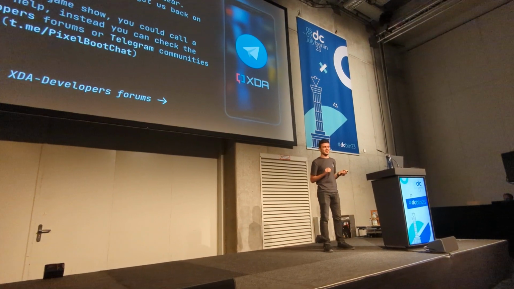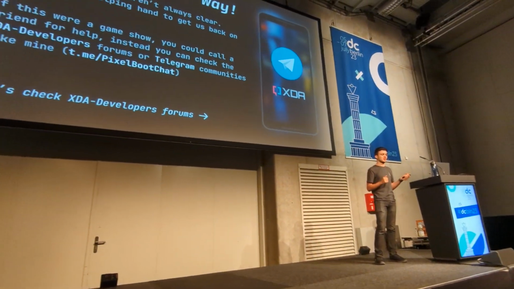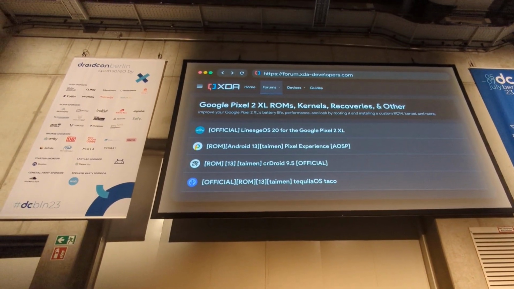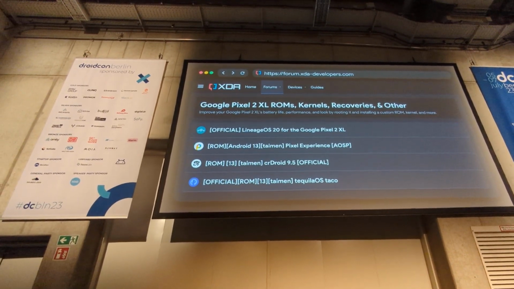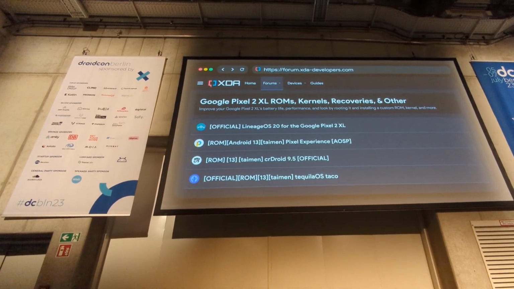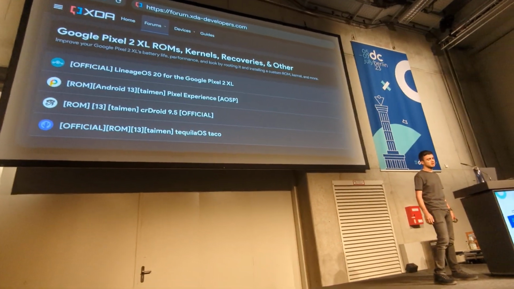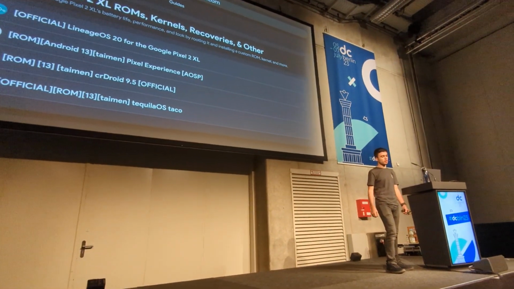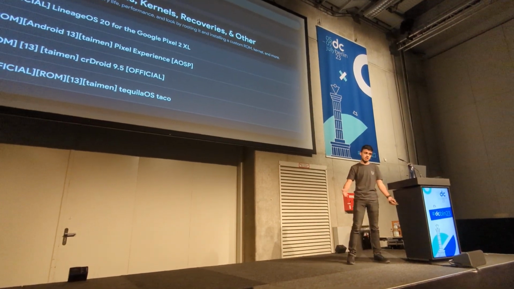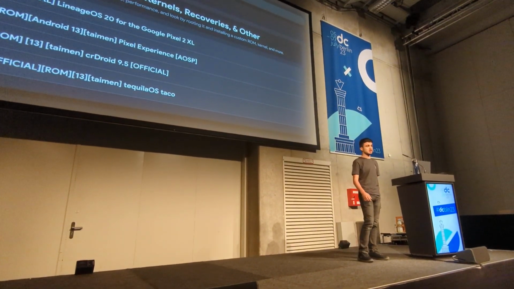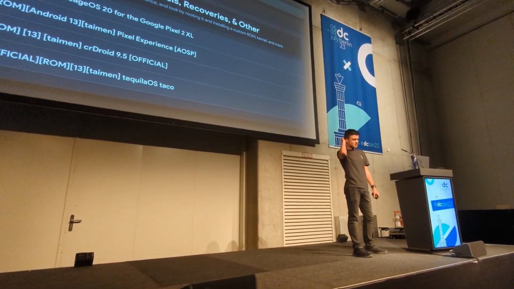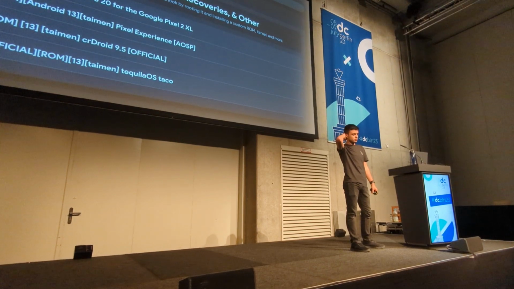So let's take a look at XDA. That seems a bit cluttered right now. So for the Pixel 2 XL, I simply went on the website and looked up the Pixel 2 XL forums, and I went into the ROMs, kernels, recoveries, and other section, which interests me since that's where custom ROMs are. You can find ROMs like NinjaOS, Pixel Experience, CR Droid, the whole list. Okay, yeah, sounds like a variety, even some flavor.